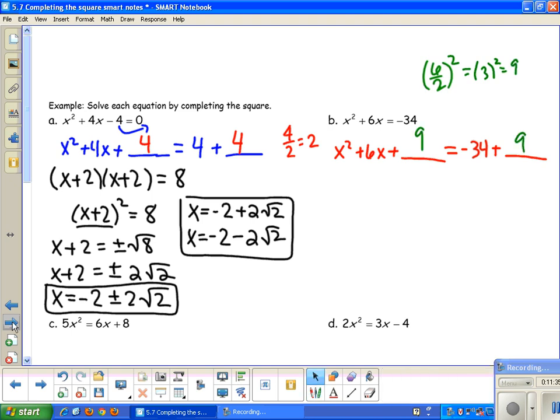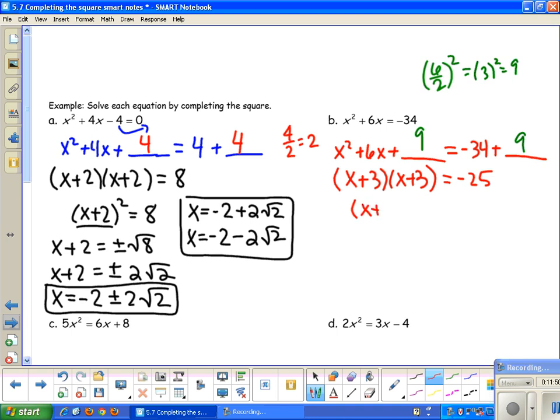And then I want to factor my equation. When I factor my equation, it's always going to be half of the linear term. So this would be x plus 3, x plus 3. And then negative 34 plus 9 is negative 25. And then x plus 3 becomes x plus 3 quantity squared. That's going to help us get rid of that squared so that we can solve for x.